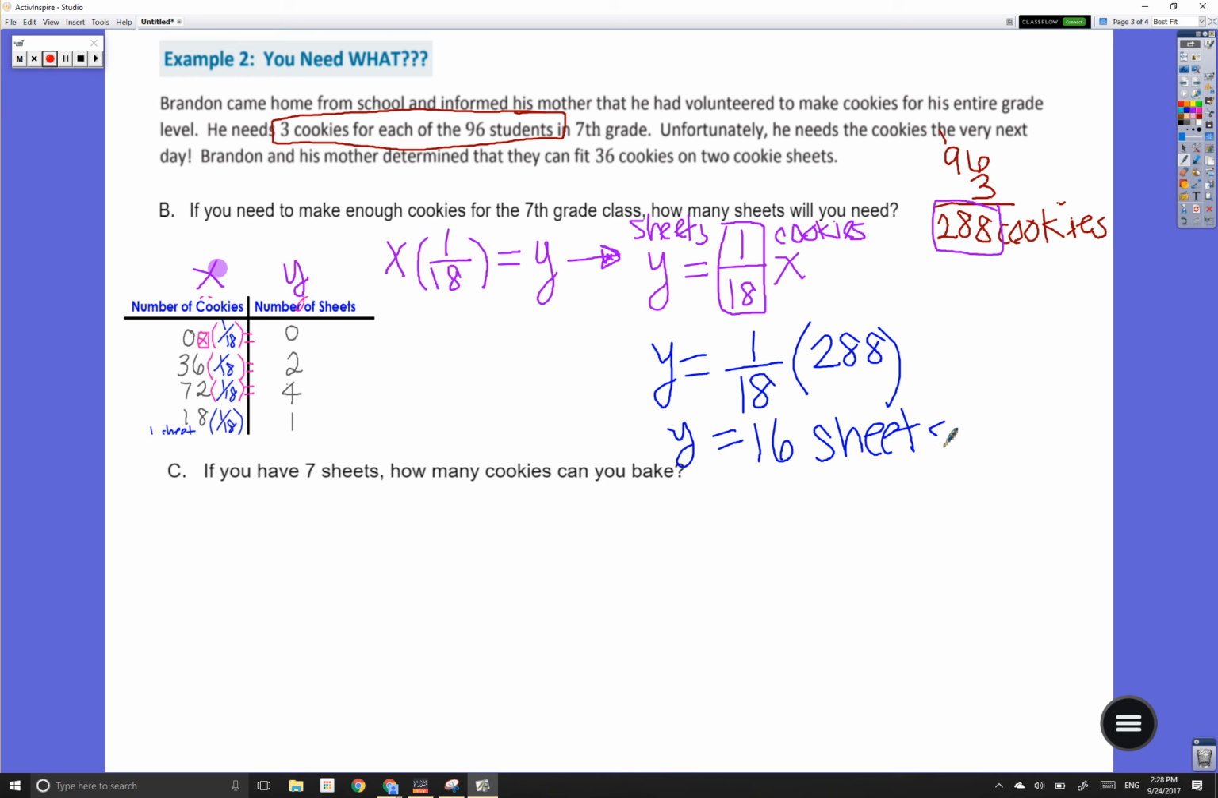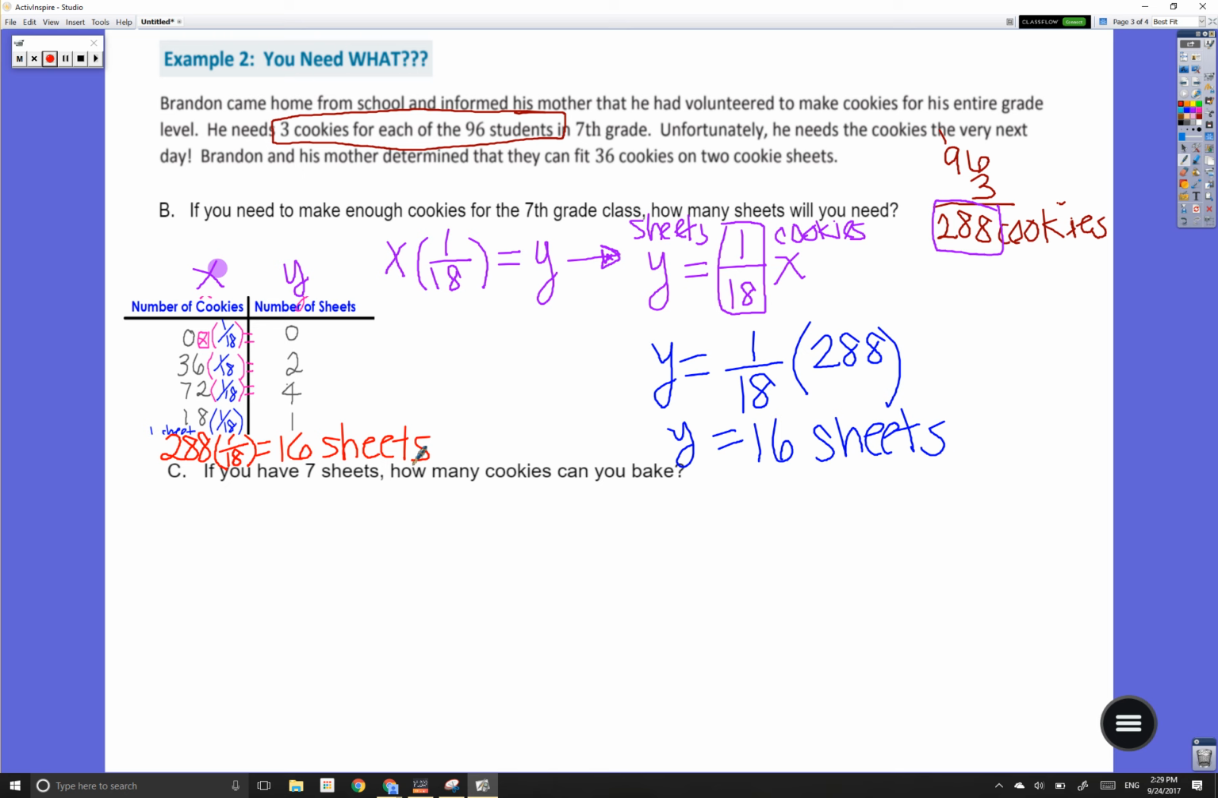And here's one other way that I started showing some students in class. I said, well, if you know you want 288 cookies, put that into your table. So 288 would go here. And if I know it goes in the column of cookies, then to find my number of sheets, I know because of the proportion that I need to multiply it by 1/18, and that still gives me the 16 sheets. So those are the 2 methods that I'm going to show. You can use a double number line, you can use a sketch, you can use a graph even, but these are the 2 ways I think probably I will be using in class the most.